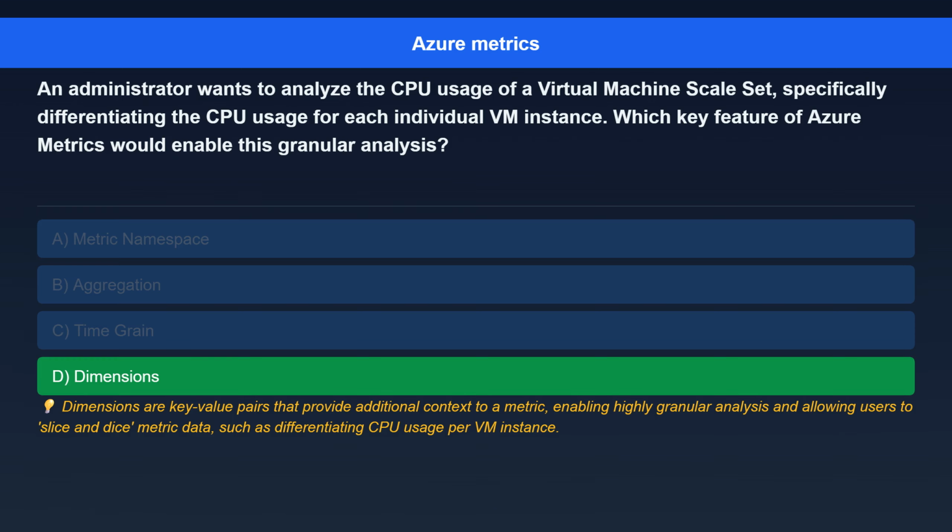The correct answer is dimensions. Here's the explanation. Dimensions are key value pairs that provide additional context to a metric, enabling highly granular analysis and allowing users to slice and dice metric data, such as differentiating CPU usage per VM instance.